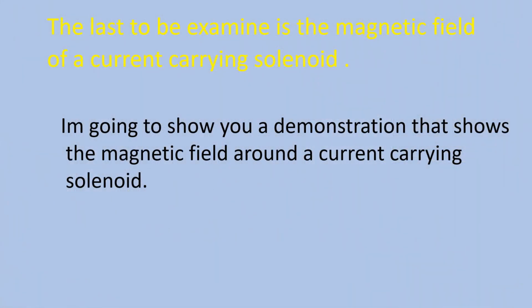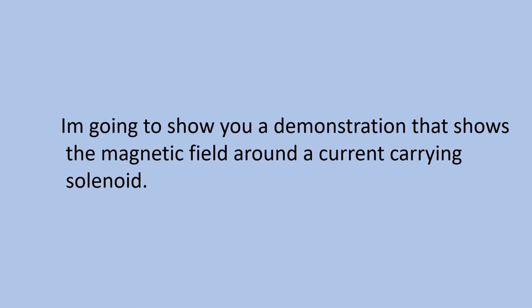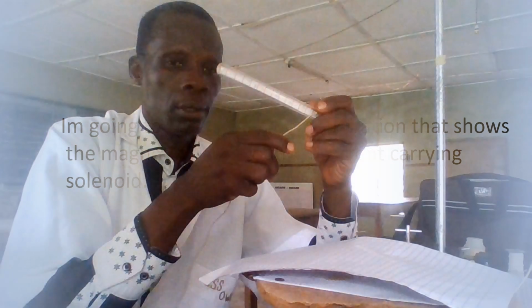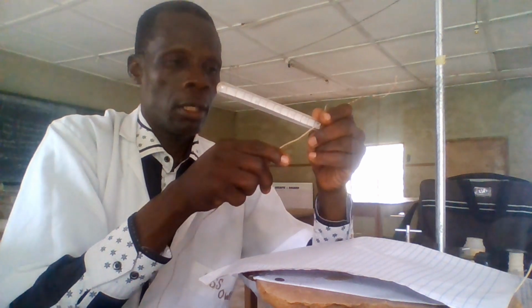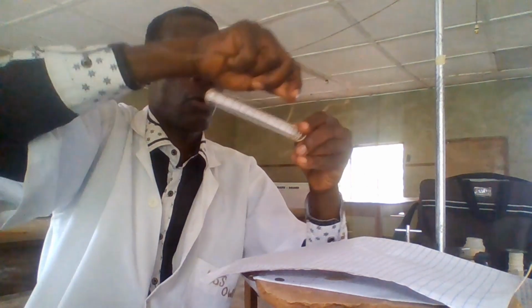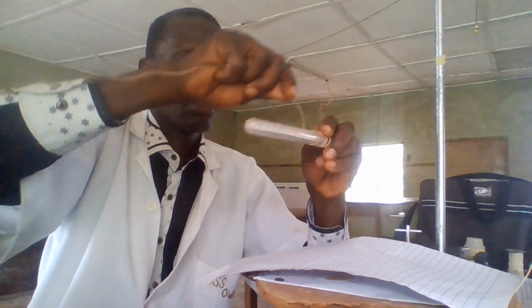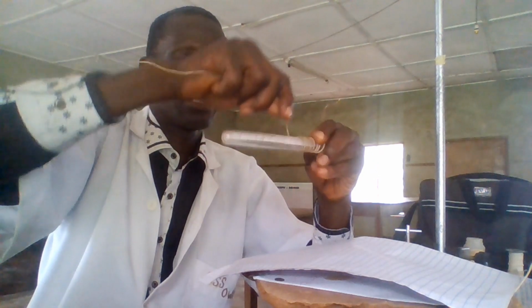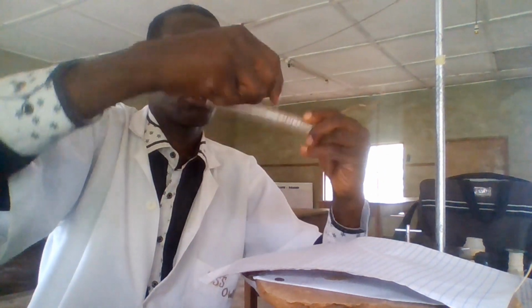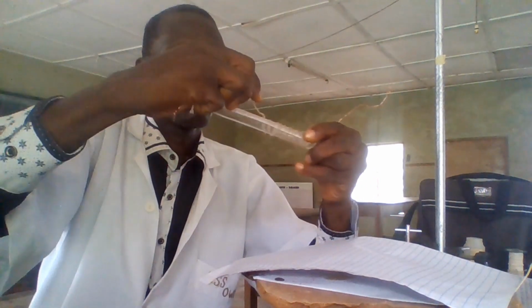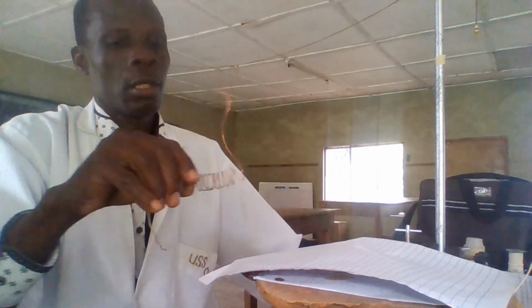Last to be examined is the magnetic field of a current carrying solenoid. I'm going to show you a demonstration that shows the magnetic field around the current carrying solenoid. A solenoid is made by winding a long straight wire over a test tube having a thread of several turns. This is a solenoid now.